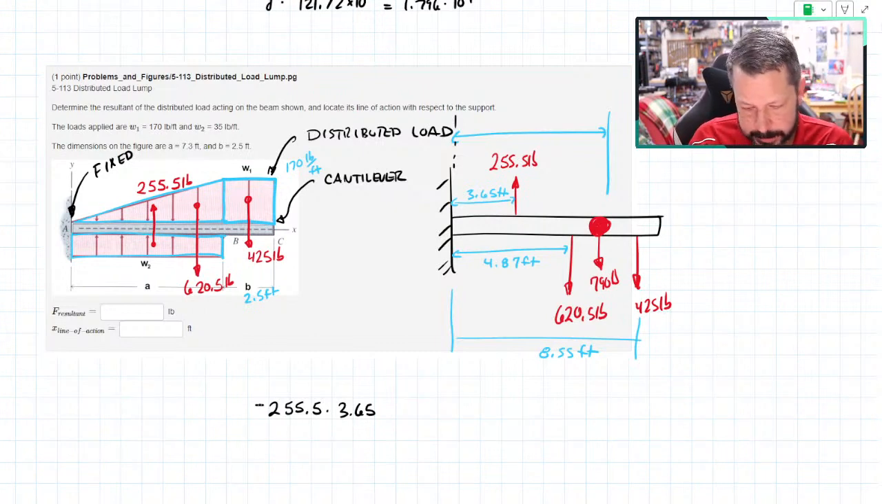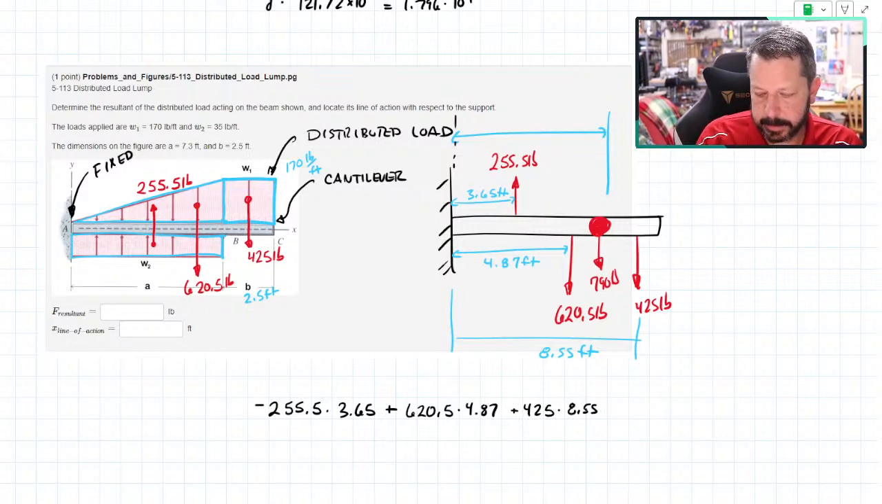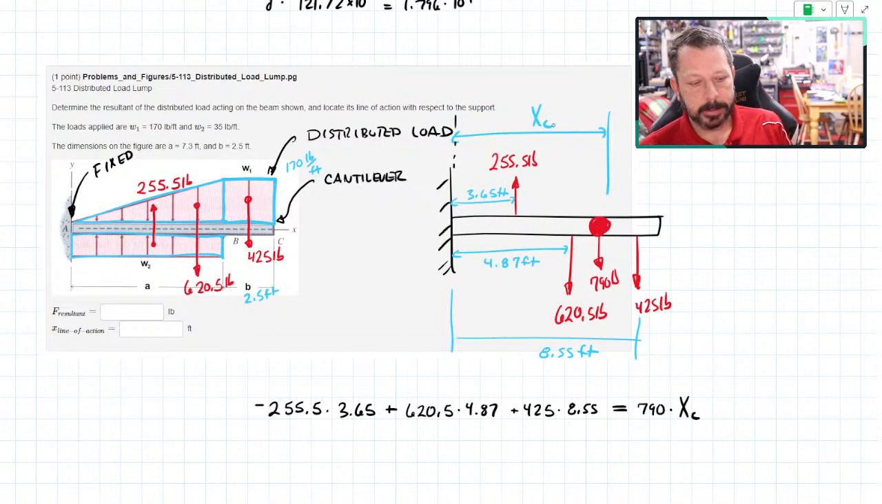I normally do clockwise positive. So that plus 620.5 times 4.87 feet plus 425 times 8.55 feet. That is each individual force that represents a distributed load multiplied times its moment arm measured from the wall. That I want to equal the same thing as 790 times whatever its distance is, xc. So you're just doing a centroid.